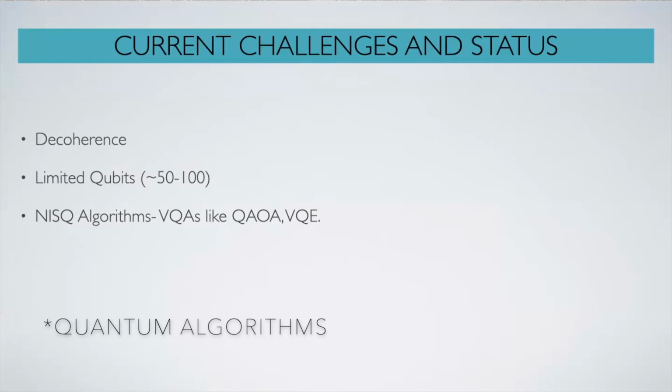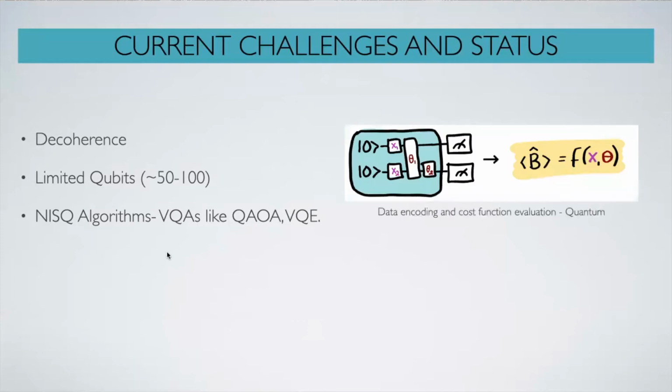Most of these NISQ algorithms are variational in nature, called variational quantum algorithms. There are other NISQ algorithms, but variational quantum algorithms form the bulk of them. These work best with the current day noisy intermediate scale quantum computers that we have. Some examples are QAOA and VQE. The basic premise of these variational algorithms is that you start with a parameterized quantum circuit, run this circuit, and finally make a measurement of your cost function. The cost function you would derive from the problem at hand.